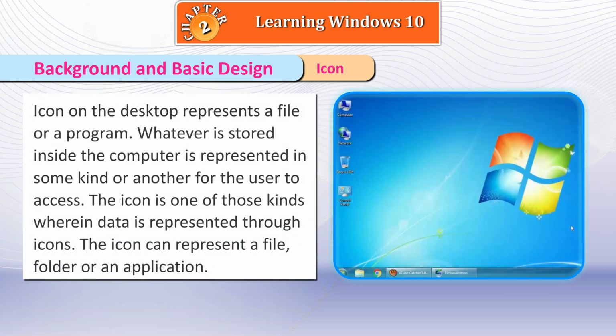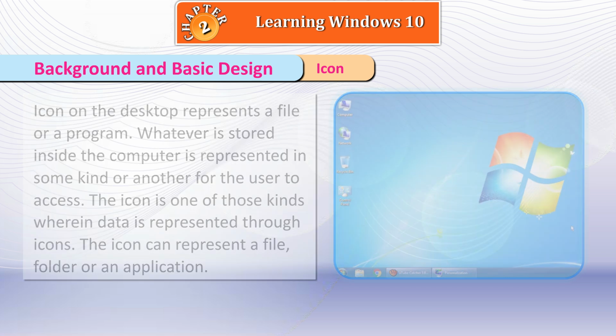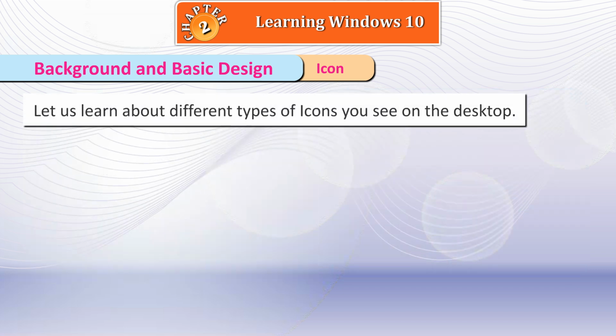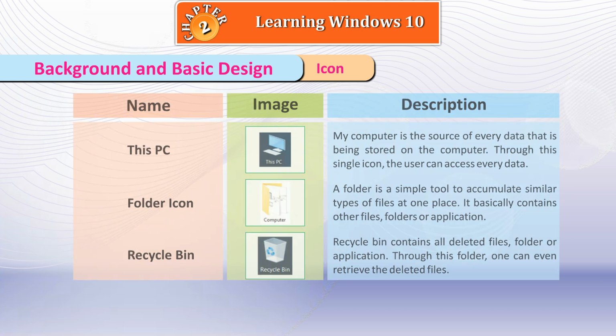Icons. An icon on the desktop represents a file or a program. Whatever is stored inside the computer is represented in some kind or another for the user to access. The icon is one of those kinds wherein data is represented through icons. The icon can represent a file, folder, or an application. Let us learn about different types of icons you see on the desktop.